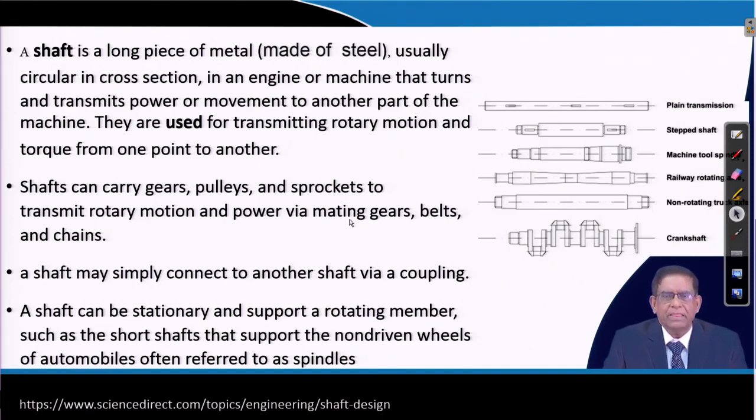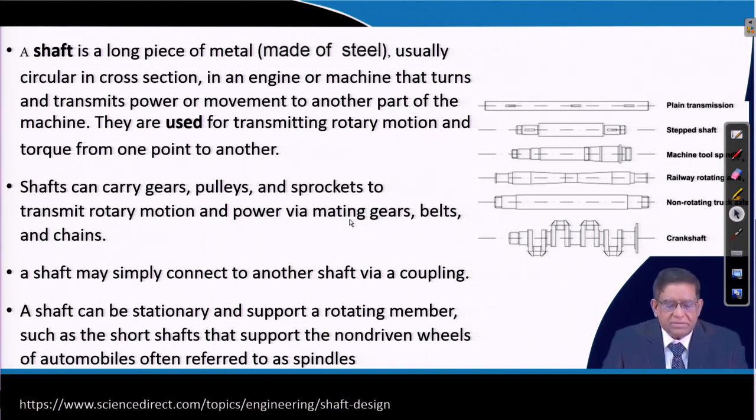You might have seen shafts even in a bicycle, where you are pedaling. There are also shafts and axles. These are two very common terms. A shaft is any part in a machine on which you mount gears, pulleys or sprockets, so that the power from the prime mover, or the main source of power, is transmitted to the driven objects by means of this shaft.